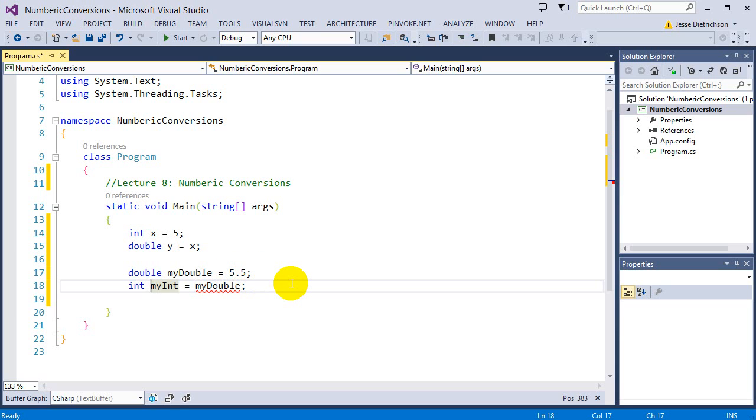So what happens is it doesn't round it. It doesn't do anything like that. It just drops the 0.5. It truncates it, throws it away. The 0.5 goes away so that my int is only left with 5.